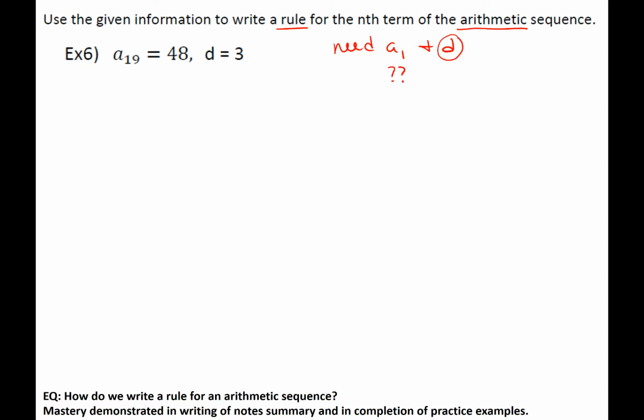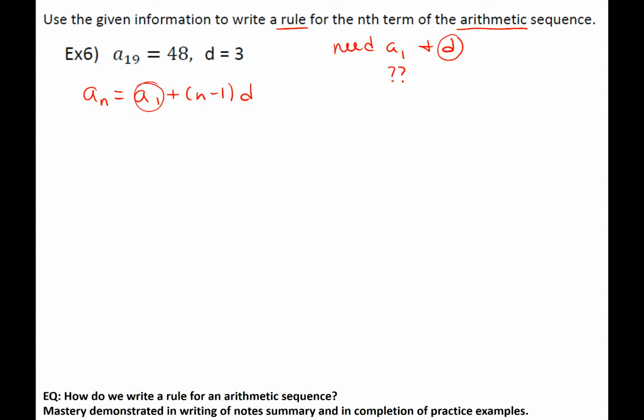So to do that, we're going to actually go back and use our formula. A sub n equals a sub 1 plus n minus 1 times d. That's the formula. We're going to plug in what they did give us and see if we can find a sub 1.